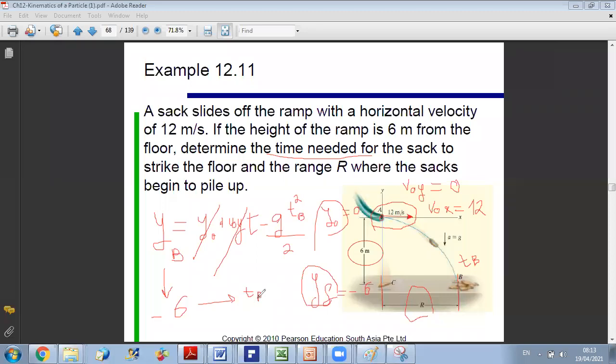So this is first how I get the time needed to reach the floor. Now for the range, which equation will I use to determine the range?